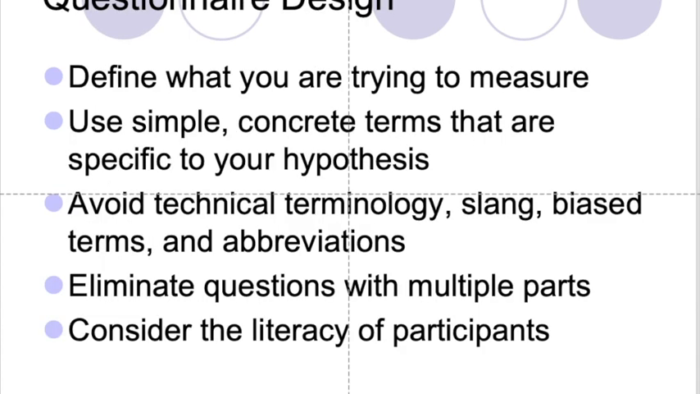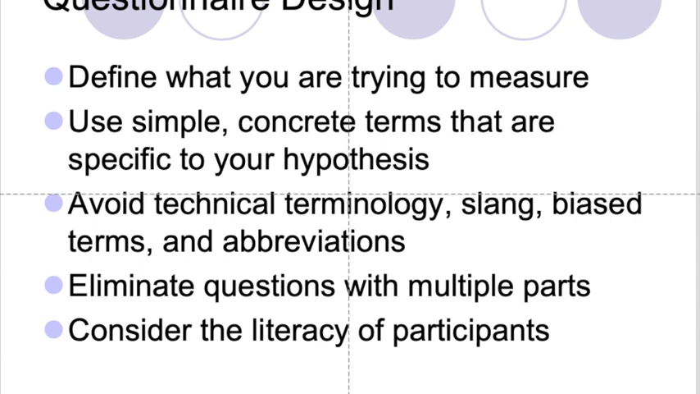You should always be careful thinking about defining what you want to measure, right? Be very clear with a hypothesis about what you're looking for. It'll help you in designing your questions. Don't ask questions about health behaviors if actually what you really want to know is about their attitudes towards nutrition and exercise. You should use simple, concrete terms that are very specific to your hypothesis.